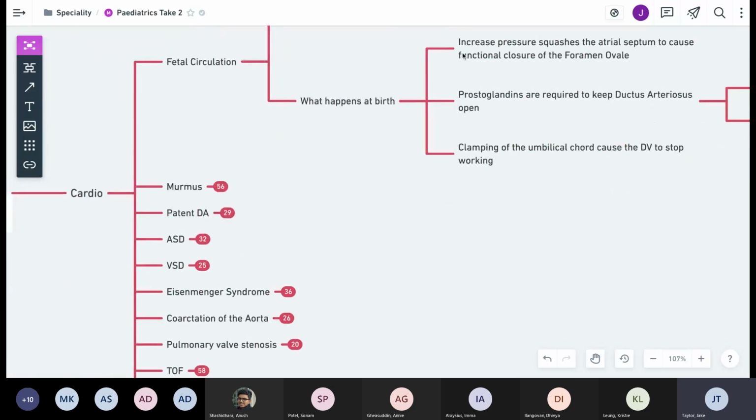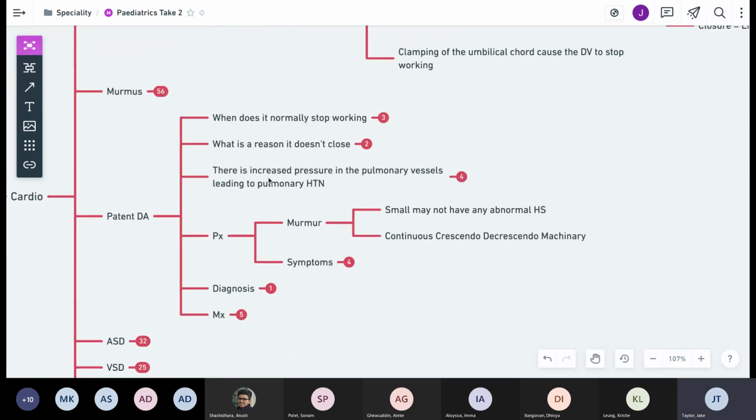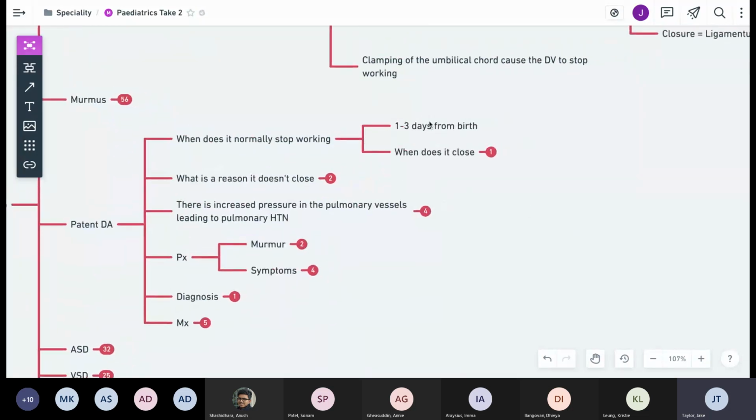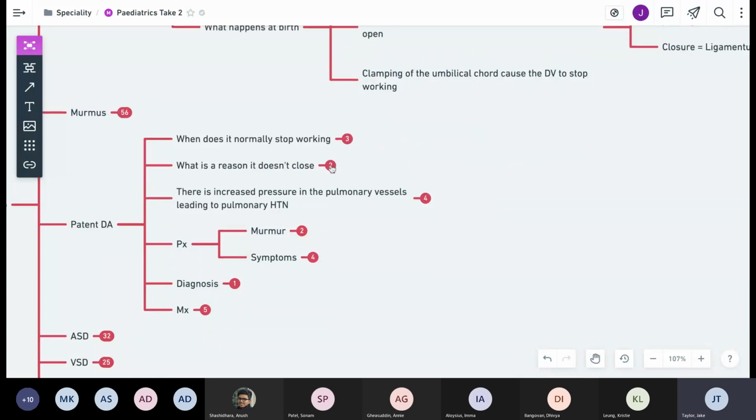Okay, so let's go down to here. So a patent ductus arteriosus. Okay, so let's open this up. So when does it normally stop working? Well, we already said about 1 to 3 days from birth, and it closes about 2 to 3 weeks. Okay, so it does take a little bit of time for it to close, unlike the other two, which close quite quickly. So what are reasons it doesn't close? Anyone got an idea why it wouldn't close?